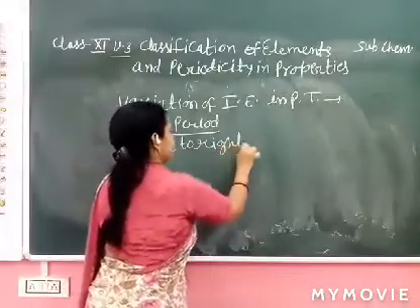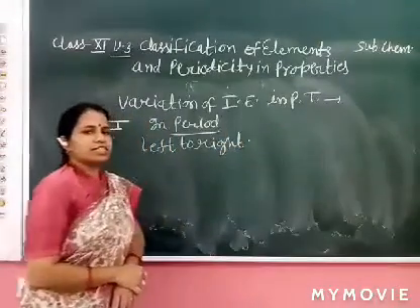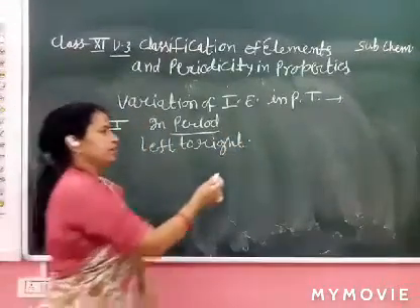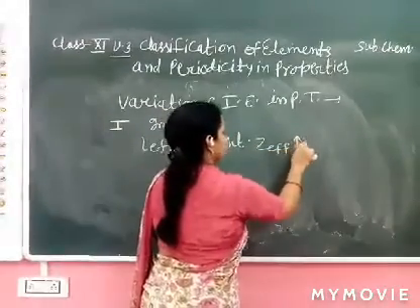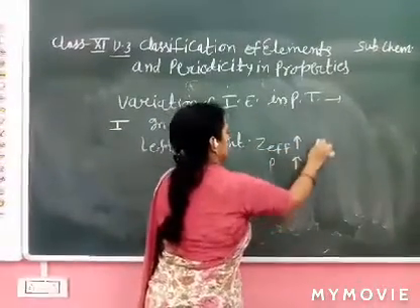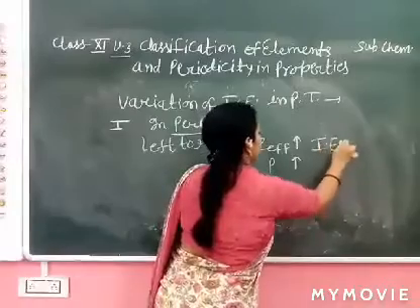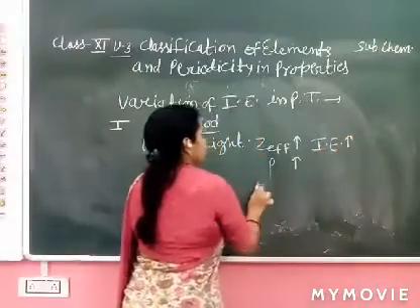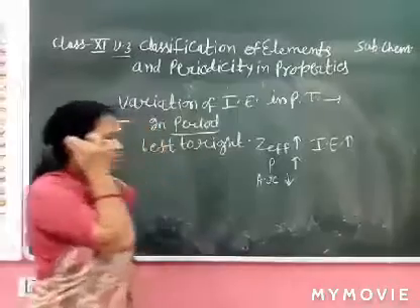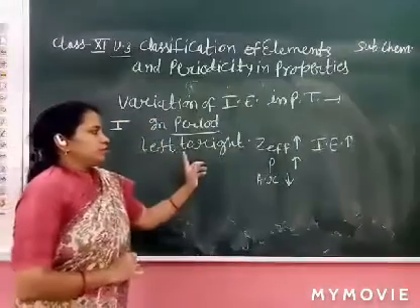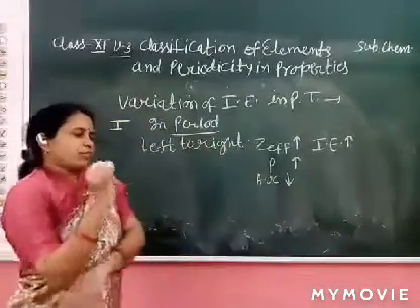What happens to the nuclear charge? We already discussed it. From left to right, the general trend is that Z effective is increased, proton number is increased, so ionization enthalpy is increased and atomic radii is decreased. Clear, all of you?